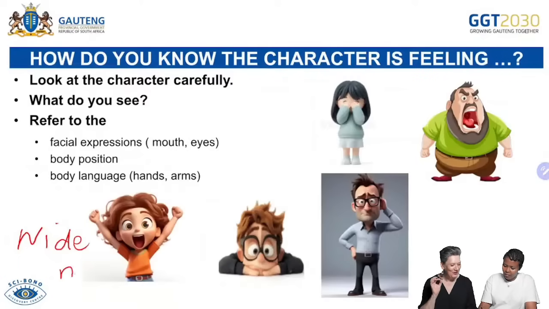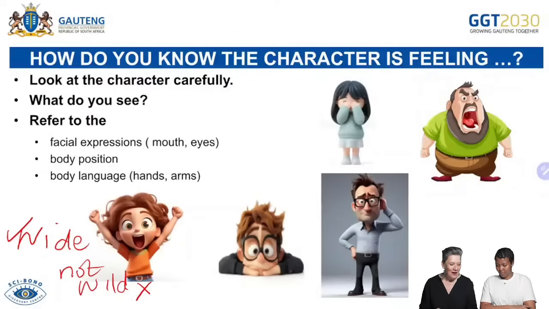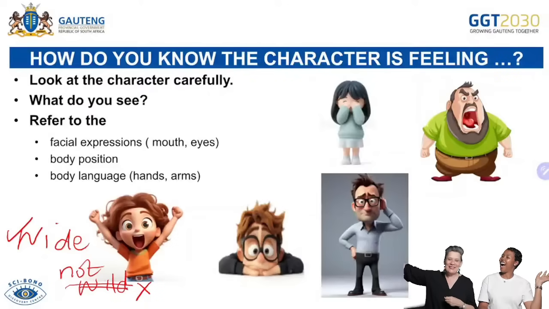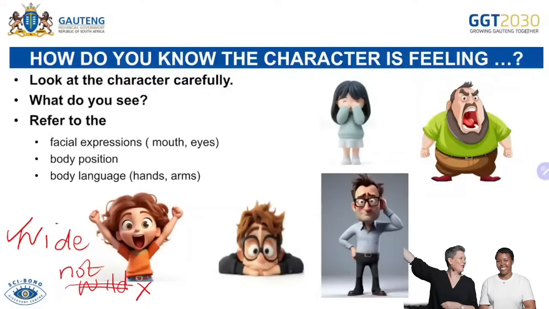Please make sure you spell wide correctly. You cannot write wild, because there's a complete difference between wide open and wild open. Unfortunately, should you write the eyes are wild open, it's incorrect immediately. So make sure it's wide open. And you can see the way she's standing, first arms outstretched, and obviously this is a victory that she's showing. And then we can look at another one there.